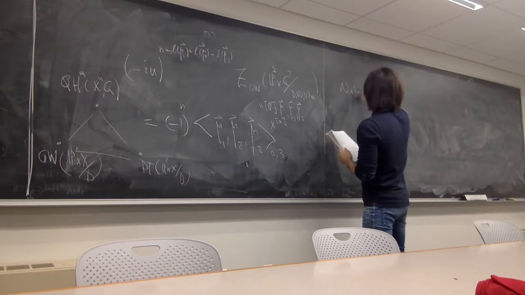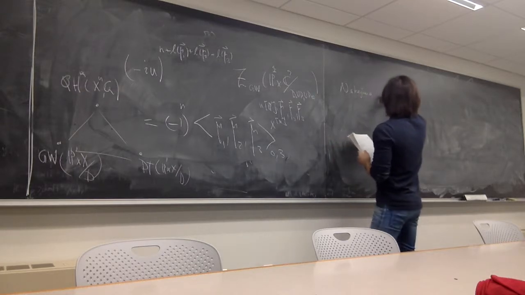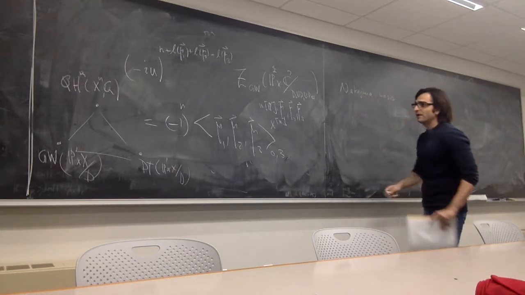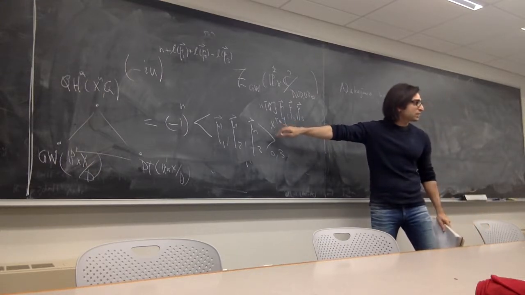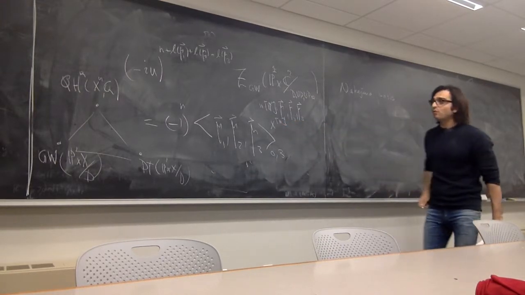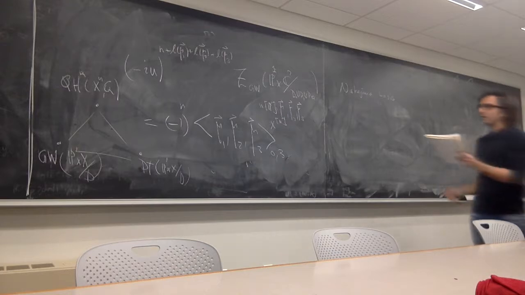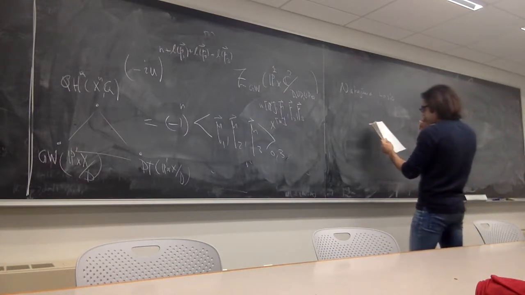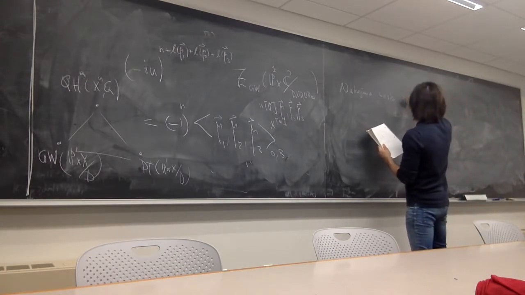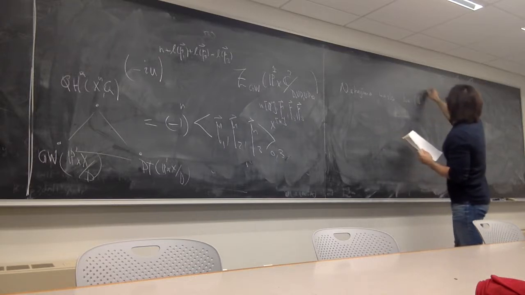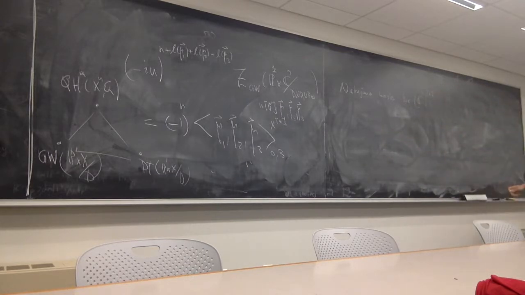Nakajima basis. This was for any quasi-projective surface with a torus action. We can discuss this over C2. So, Nakajima basis for the Hilbert scheme of n points on C2.